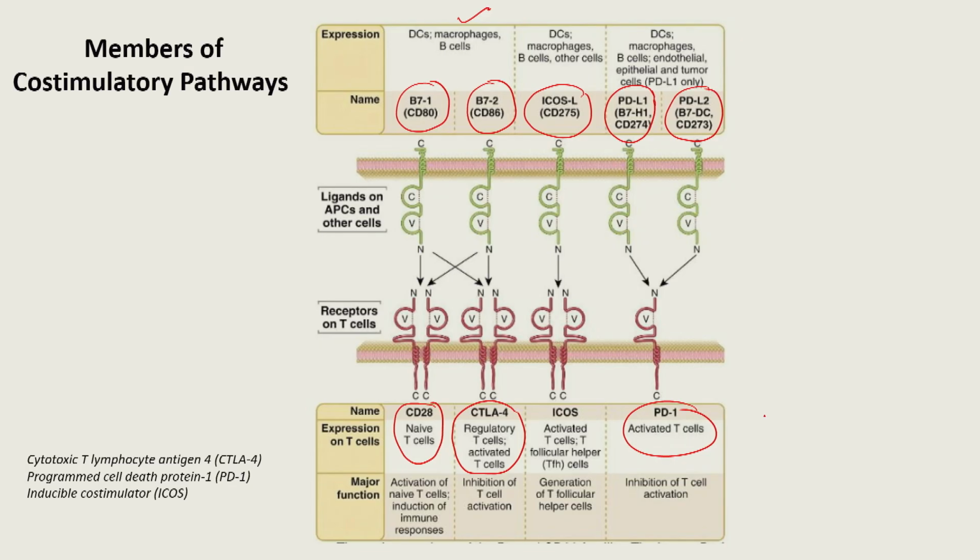These CTLA4 and PD1 are well explored proteins which are involved mostly in the inhibition of T cell activation, leading to tumor suppression or an immunosuppression condition in cancer patients. In addition to that, we have ICOS, another protein expressed by the T cell, generated on the T follicular helper cell. So essentially, these ligands on the antigen presenting cell can bind to these receptors on the T cell.